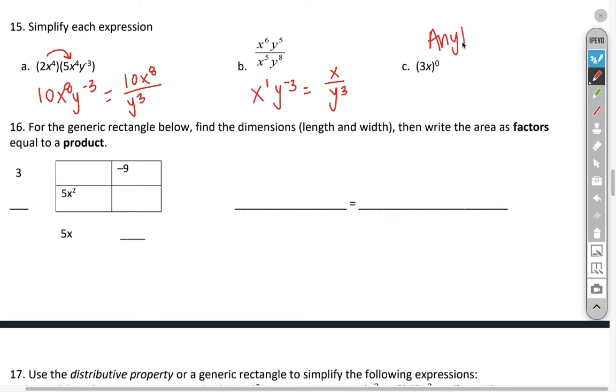Anything raised to 0 equals 1. So this is going to be 1.